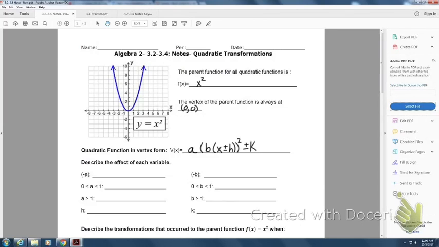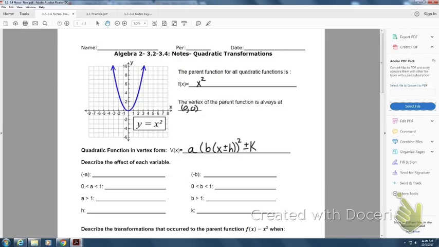It is very, very unlikely that we will see problems with all of these transformations in one equation. This would be as complex as it gets. Most of the time we'll have 2 to 3, sometimes 1. So know that this is going to be as complex as it gets.